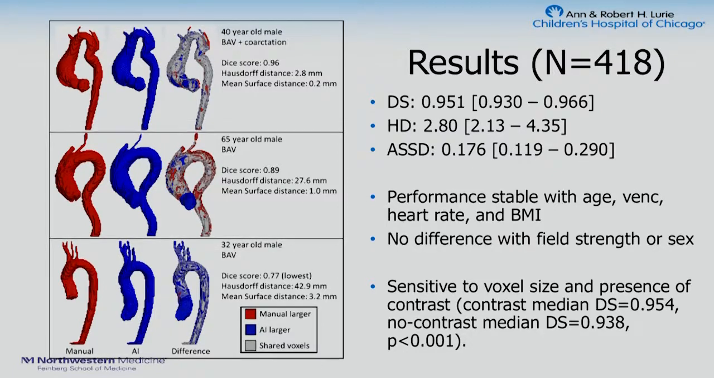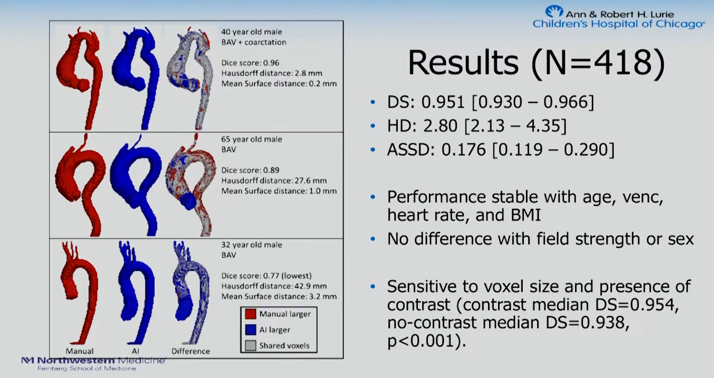3 examples are shown here, with the manual segmentation in red and the automated in blue, featuring subjects with an excellent dice score of 0.96, an intermediate dice score of 0.89, and the lowest dice score found for the entire testing cohort of 0.77. Additionally, we saw the CNN was stable with age, heart rate, and BMI across the testing cohort, and no significant differences were found in dice scores between different MRI field strength or sex.